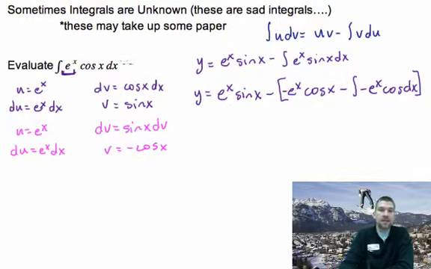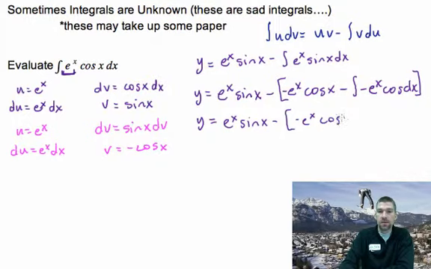e to the x cosine x, that's basically back to this guy, which is where we started. So what's going on here? Well, let's write it out and simplify it just a little bit. y equals e to the x sine x minus negative e to the x cosine x plus the integral of e to the x cosine x dx. Can you see that we would keep going and keep going and keep going with this guy? We'll take one more step.